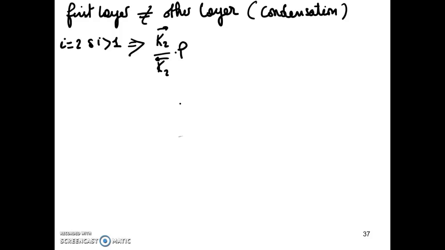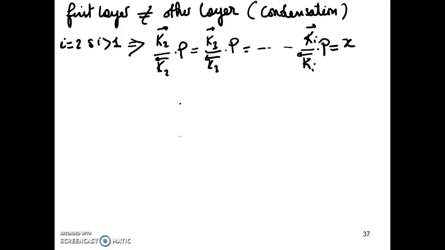So K2 adsorption over K2 desorption times P will be the same as K3 adsorption over K3 desorption, and will be the same as Ki adsorption over Ki desorption times P, as all these layers are of condensed gas molecules over the first adsorbed layer. So the BET scientists correlate this K2 adsorption over K2 desorption, till Ki over Ki adsorption and desorption times P, and define it as factor x. Now we will try to correlate this x with the first layer.